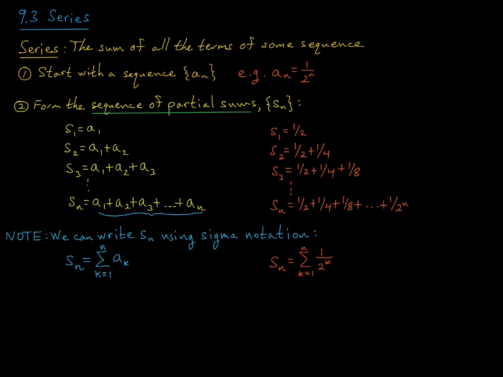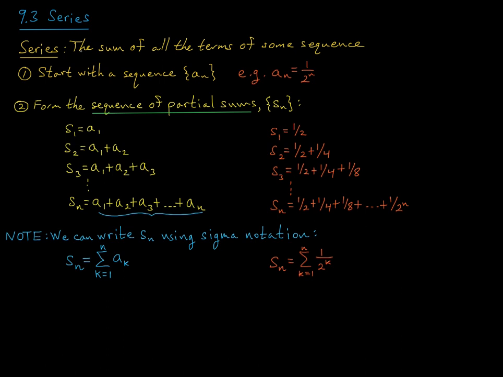So the way this notation works is I first plug in 1 for k, which gives me a1, and then I add to that what I get when I plug in k equals 2, so plus a2. Then I add to that what I get when I plug in k is 3, so plus a3, and so on and so forth until I get up to a sub n. Now for Zeno, I'm just replacing a sub k with 1 over 2 to the k.